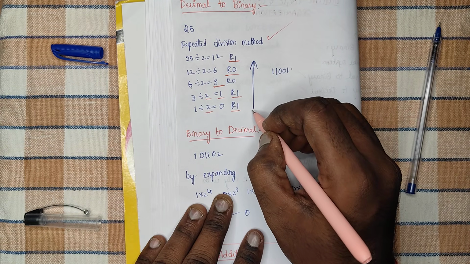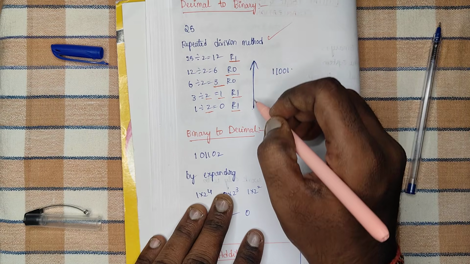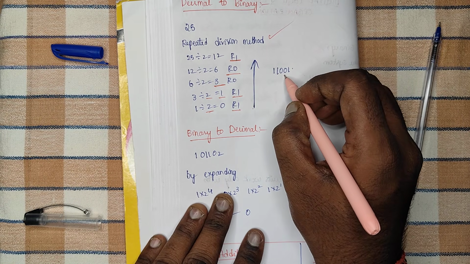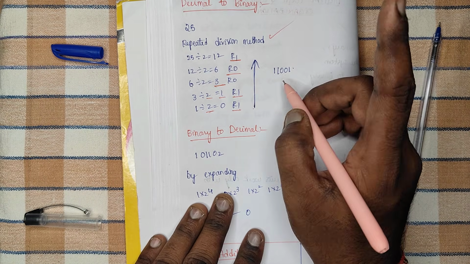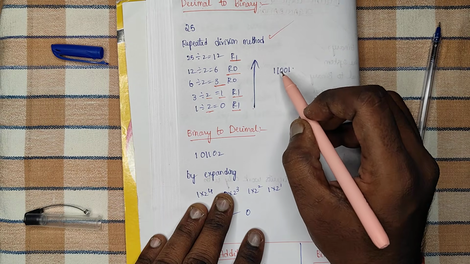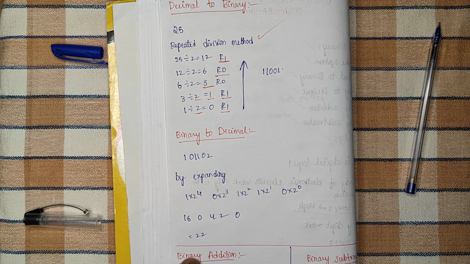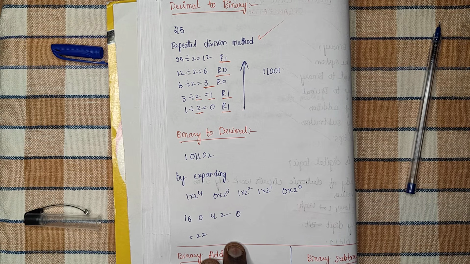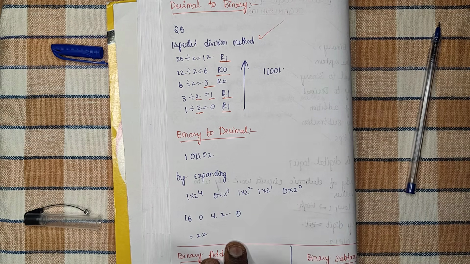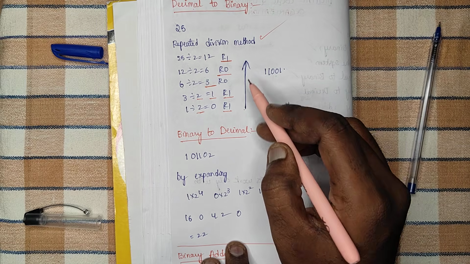So you have to read from bottom to up, which is 1, 1, 0, 0, 1. You should not write it as 0, 0, 1, 1, 0; you have to write it as 1, 1, 0, 0, 1. So this is what we get. Always remember, read the remainders from bottom to top. This is one of the most common questions.